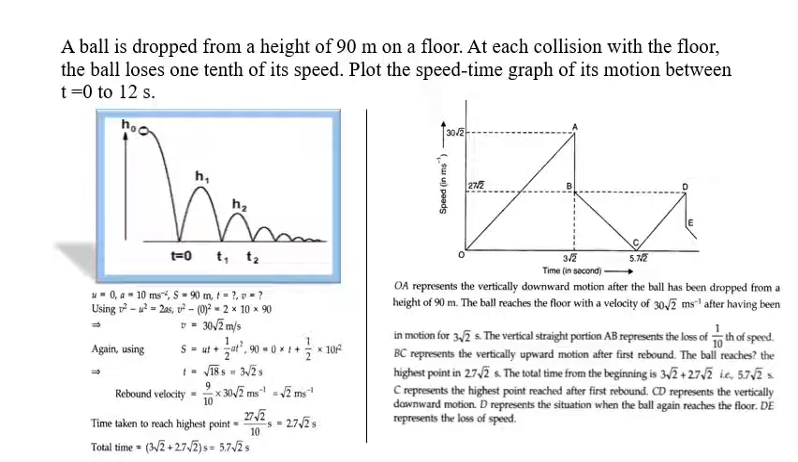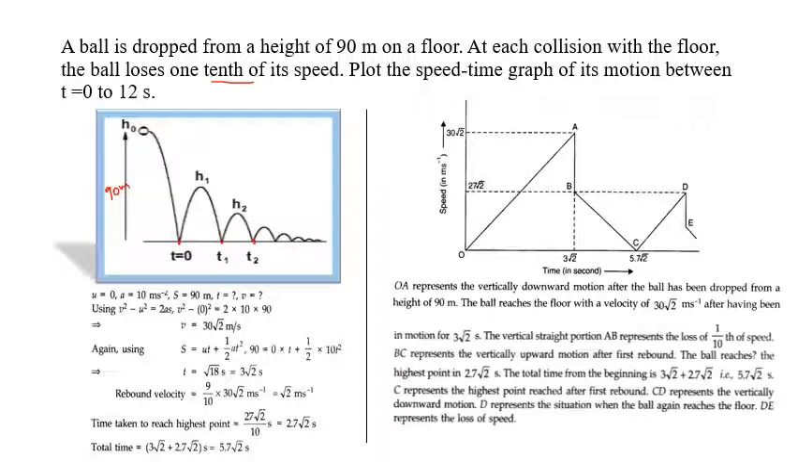Next question, students. A ball is dropped from a height of 90 meters on a floor. At each collision with the floor, the ball loses 1/10 of its speed. Okay, so what is the height? 90 meters. Right. So after each collision with the ground, the ball loses 1/10 of its speed. Plot the speed-time graph of its motion between time equal to 0 seconds to 12 seconds.